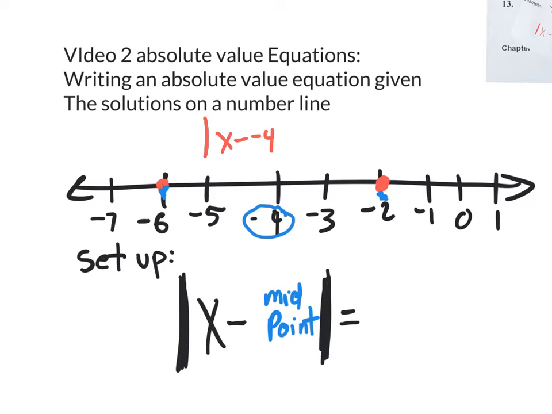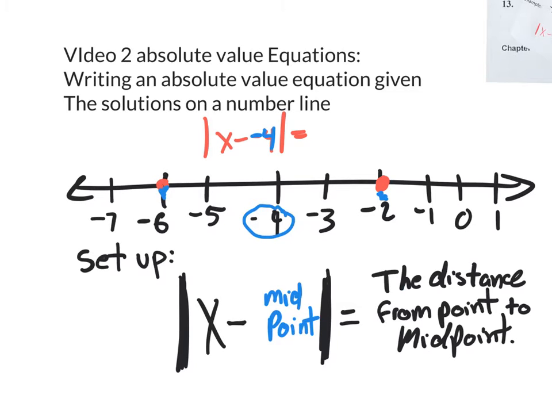Let me do that in blue actually. -4. Okay, the absolute value of x minus -4 equals, now over here on the answer position, the way we set this up, it would be the distance from the point to the midpoint. I hope you guys understand my handwriting here. So it's going to be the absolute value of x minus the midpoint, the point in the middle, equals the distance from the point to the midpoint.